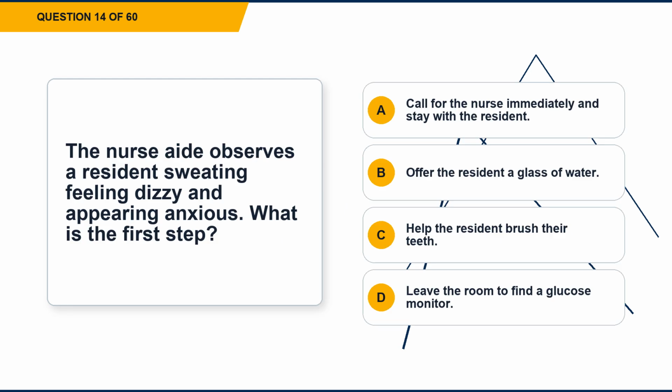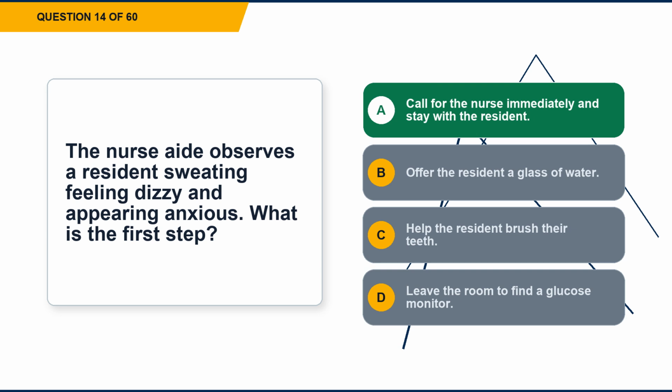Question 14. The nurse aide observes a resident sweating, feeling dizzy and appearing anxious. What is the first step? Option A, call for the nurse immediately and stay with the resident. Option B, offer the resident a glass of water. Option C, help the resident brush their teeth. Option D, leave the room to find a glucose monitor. The correct answer is option A, call for the nurse immediately and stay with the resident.